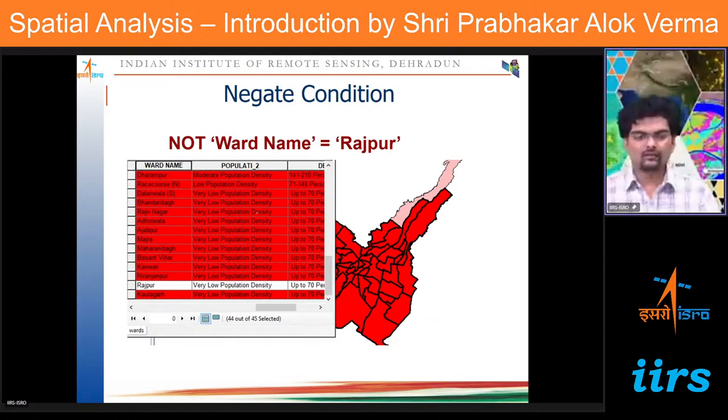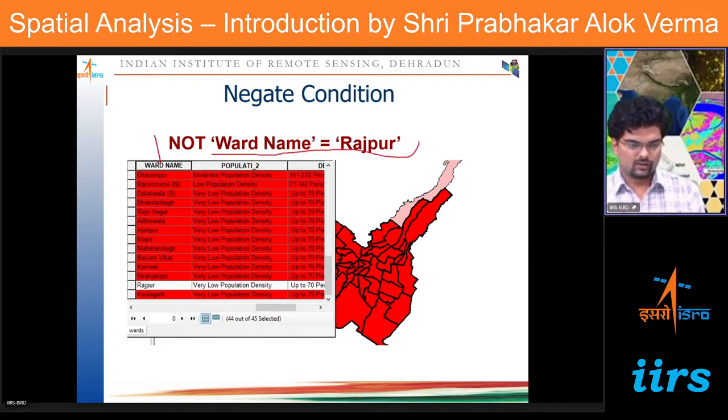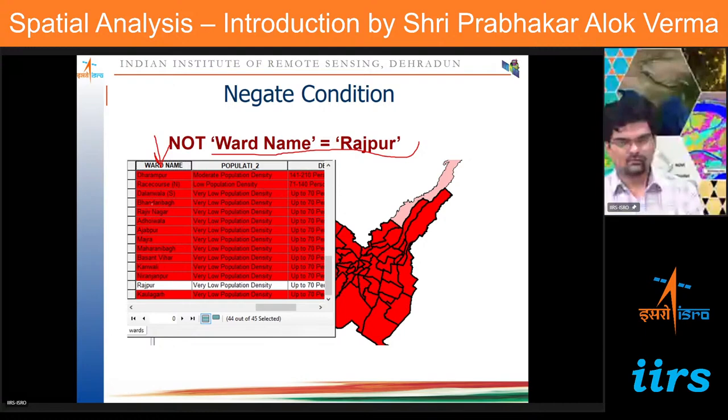Negative condition, or the NOT operator. If NOT is written before some condition, it will select all the records except the given one. For example, here ward name equal to Rajpur, and NOT is written, which means wherever ward name is not Rajpur, those wards will get selected. You can see here, apart from Rajpur, all are selected.